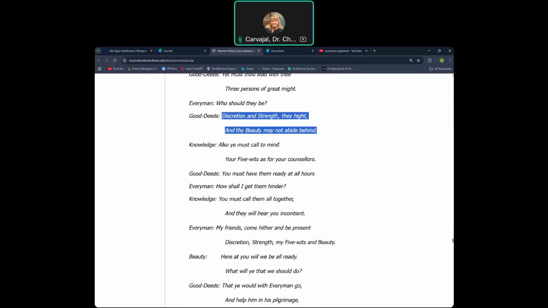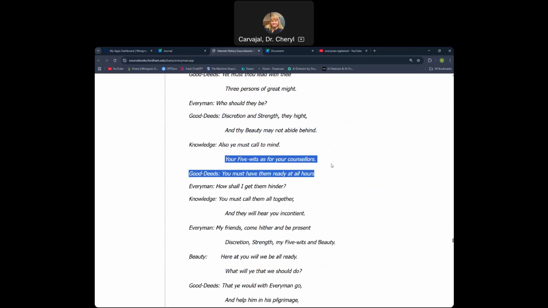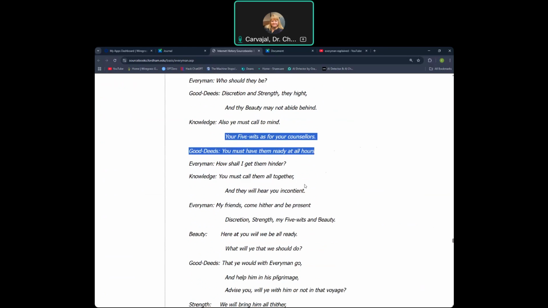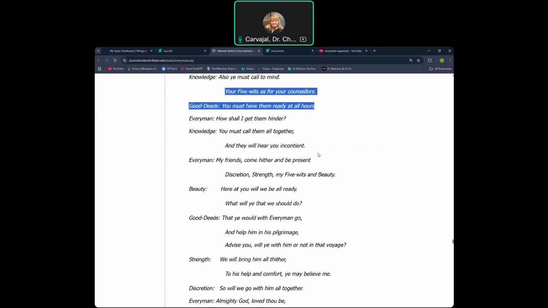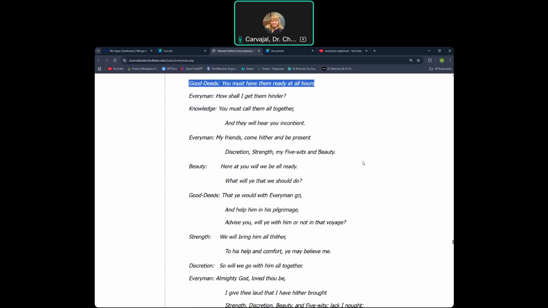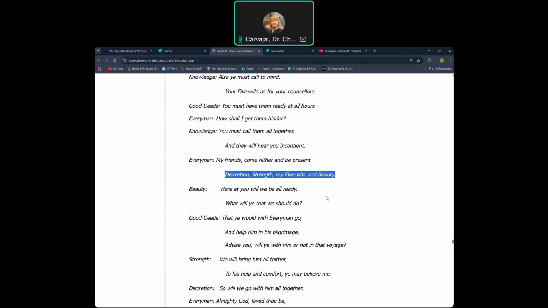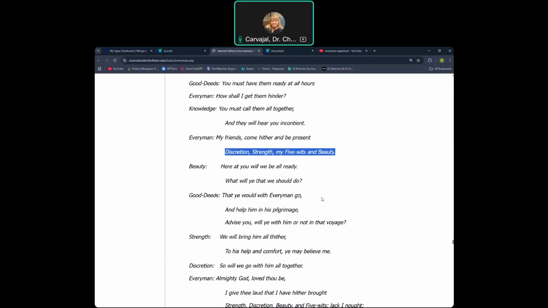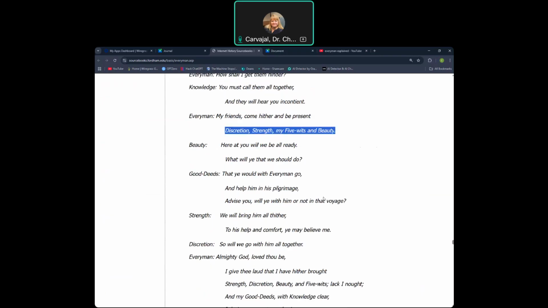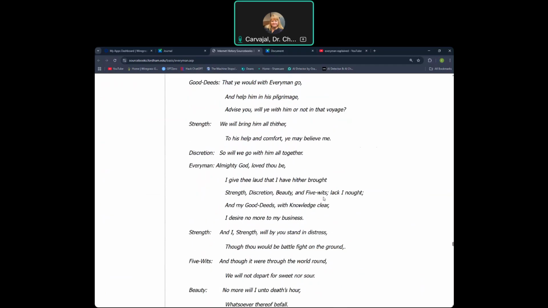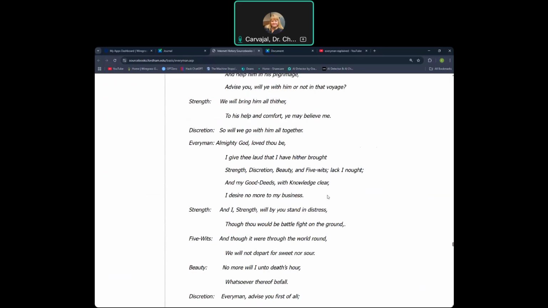And you must call to mind your five wits as your counselors. You must have them ready at all hours. And the five wits are the five senses. And so he's taking discretion, strength, my five wits, and beauty. But now they're not going to stay with him, because he loses his wits, he loses all sensation when he dies. So they don't go in the grave with him, okay? But they go with him up until that point, okay?